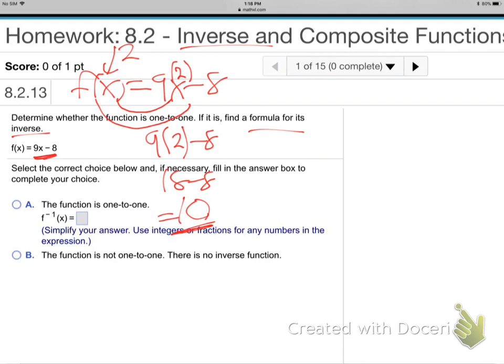In fact, what does it do to anything you plug in? It multiplies it by 9 and subtracts 8. That's the multiply by 9, subtract 8 function. Anything you plug in, it multiplies by 9 and subtracts 8 from it. Okay, great. So what? Well, what we want is the opposite machine.